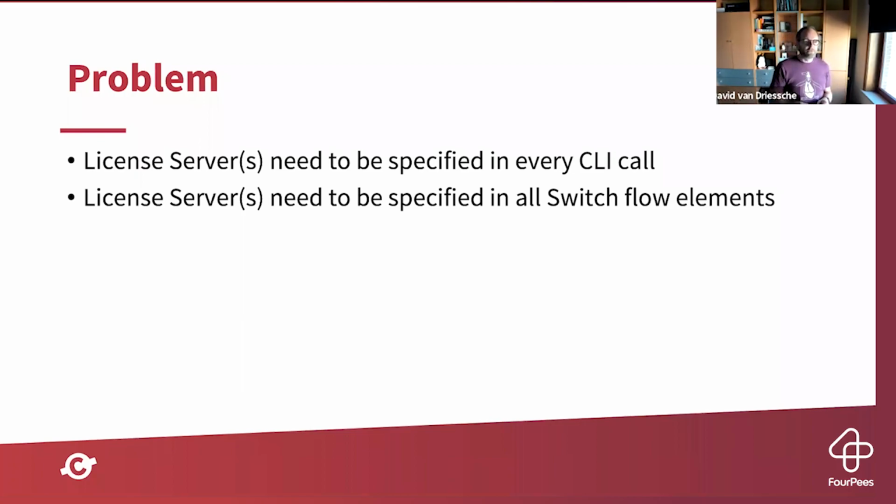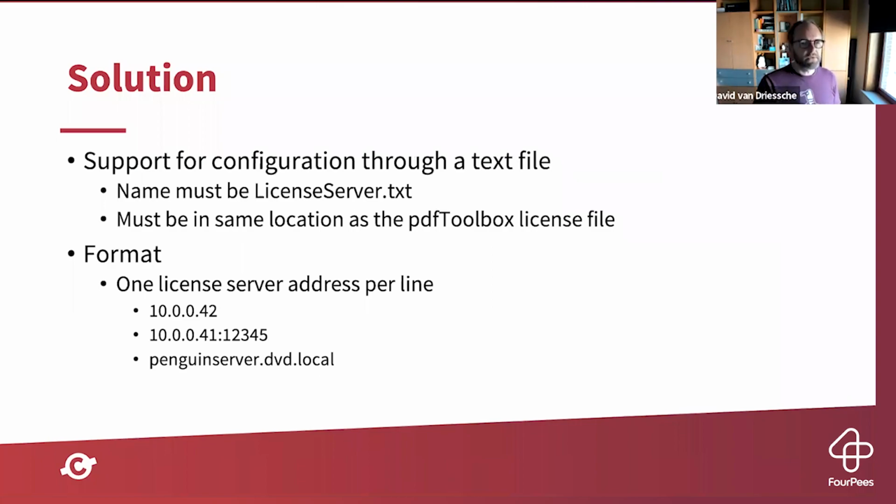Now we can go to the solution, and the solution is very simple. There is support now for a small configuration file that needs to be called license server.txt, and it can live in the same location as the pdfToolbox license file. If that file is present, then pdfToolbox will automatically reach out to the license server, so you don't have to do it explicitly.